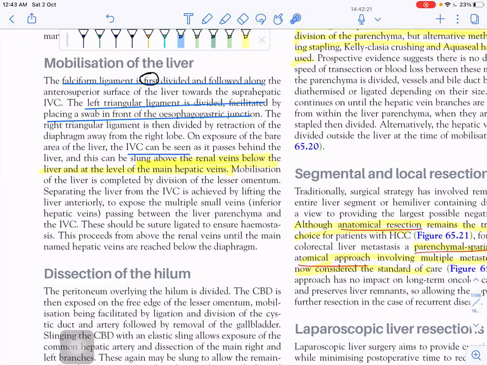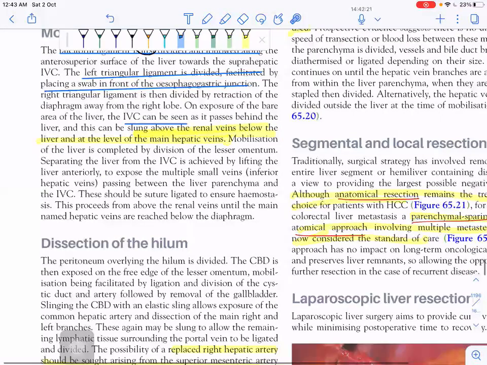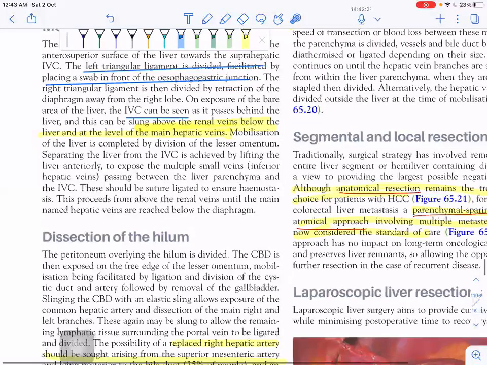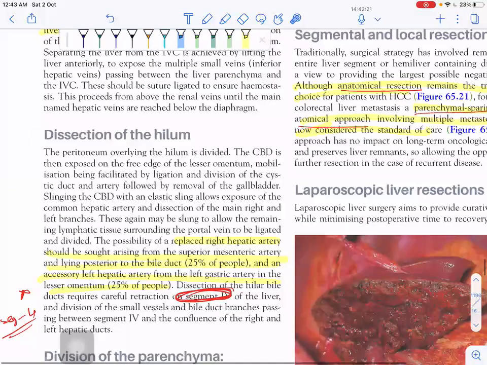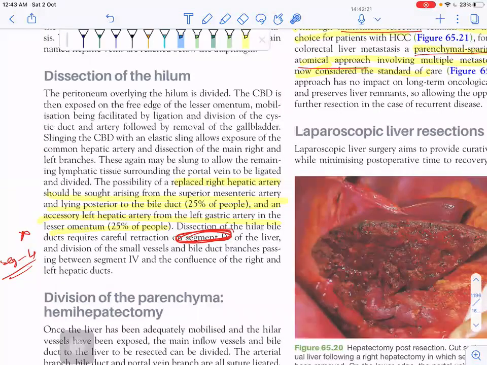Then you have to come around to the dissection of the hilum. Okay, the possibility of a replaced right hepatic artery should be sought, arising from the superior mesenteric artery, and it's lying posterior to the bile duct. Again, they are telling that it lies posterior to the bile duct. And then an accessory left hepatic artery to the left hepatic artery.